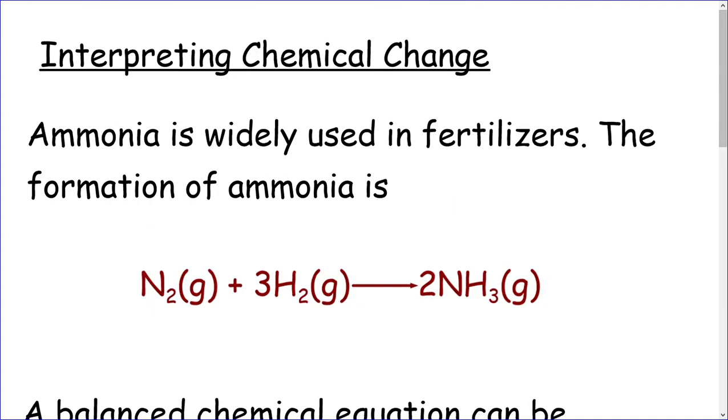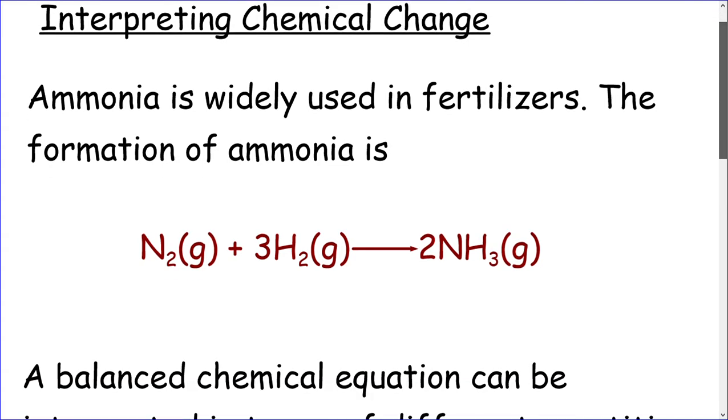So we can interpret chemical change in the same kind of process. In a lot of our examples, we're going to use this equation, in which we start off with nitrogen gas, and we add hydrogen gas, and it gives us ammonia, which is widely used in fertilizers. So the formation of ammonia would look like this, and we can see we have a balanced chemical equation to start off with.